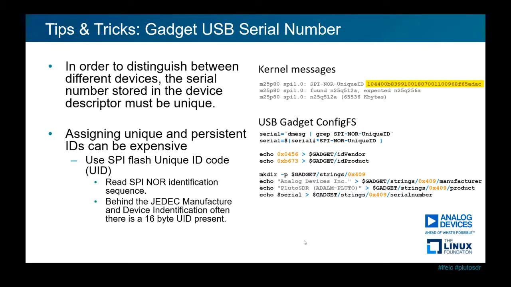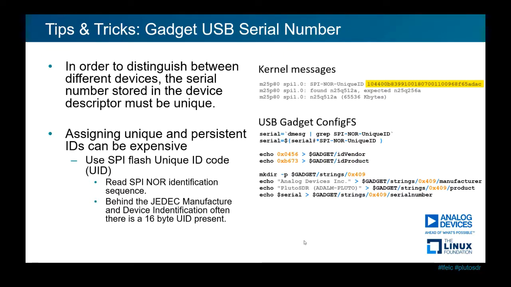In order to distinguish between different devices, the serial number stored in the device descriptor must be unique. So think about having multiple Plutos connected to your computer, and you want to distinguish between them, or have COM port 0 always attached to the same device, even if you plug it into a different port. If you don't have a unique serial number, you will get COM 145, and next time you plug it in, you get COM port 146. That all is not really nice. Therefore, get a unique serial number.